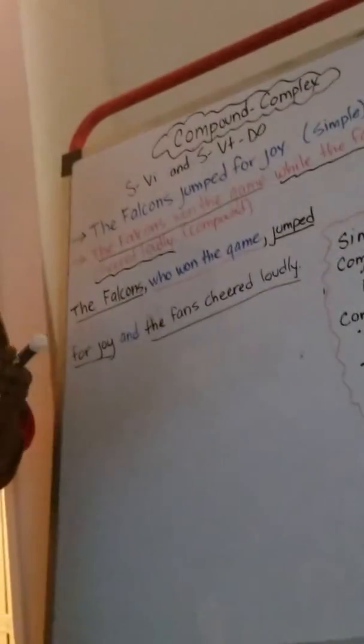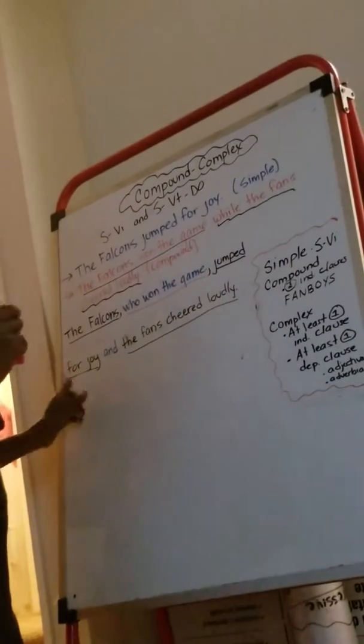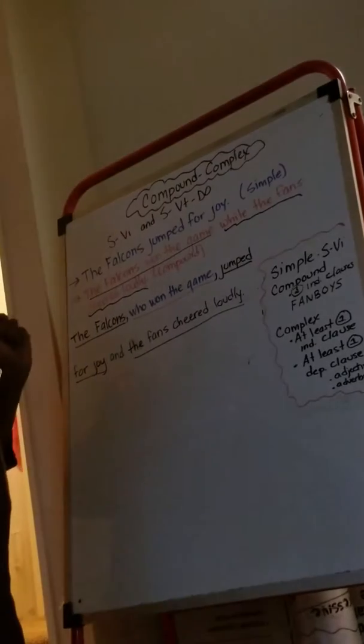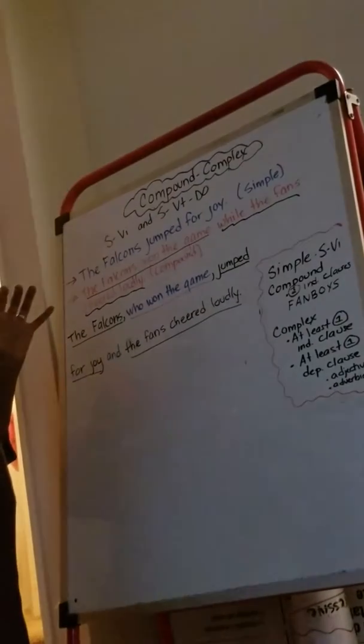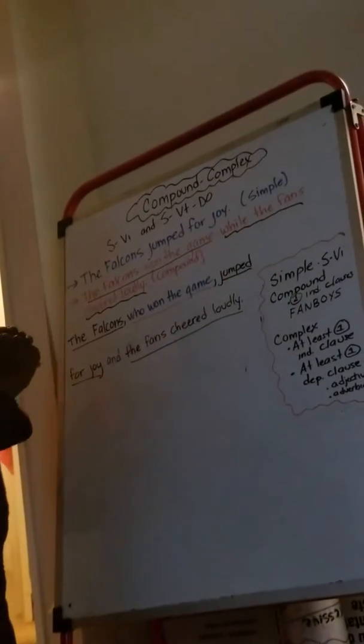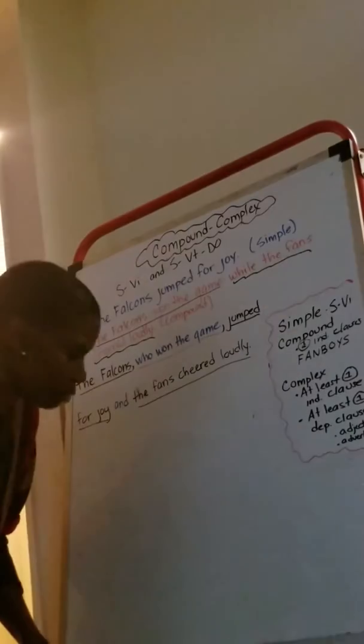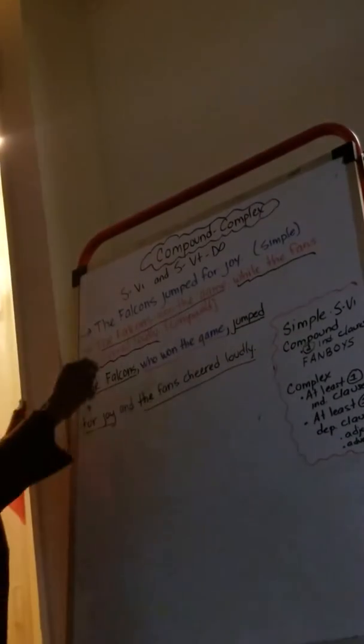Now let's see how to diagram this. Diagramming it is not as tricky as you think. It's a combination of what we've learned already: diagramming our first independent clause, which is a simple sentence, then a compound sentence, and then our dependent clause, which would be our who, which clause. So let's do our first independent clause. The Falcons jumped for joy.